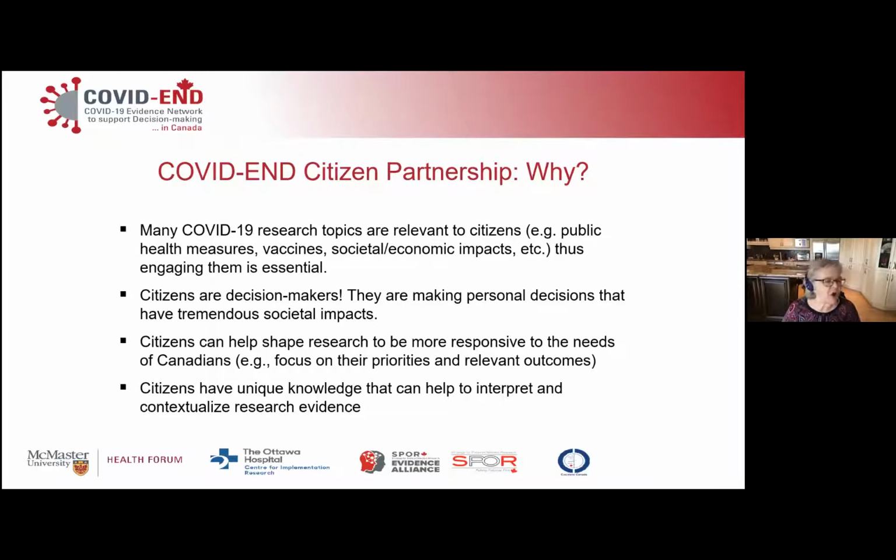And you know, they kept talking about decision makers and decision makers. Well, we are decision makers, and we were making personal decisions that had tremendous societal impacts. And then of course, I believe that we can help shape research to be more responsive to the needs of Canadians, based on our priorities, on our outcomes that are relevant to us. And then it goes without saying that we have this unique knowledge that can help interpret and contextualize research evidence. Next slide.